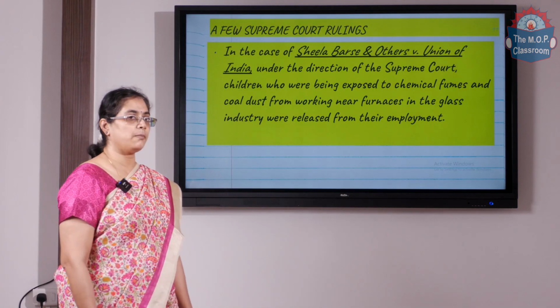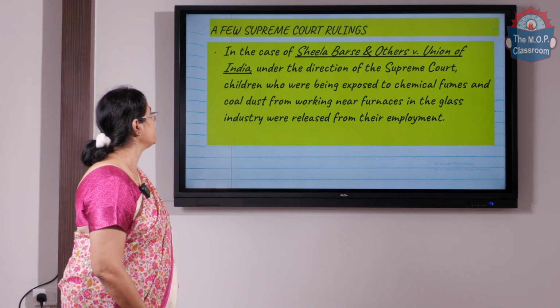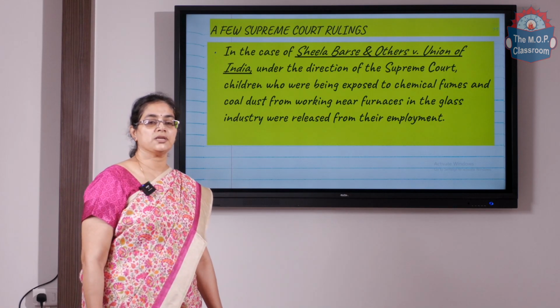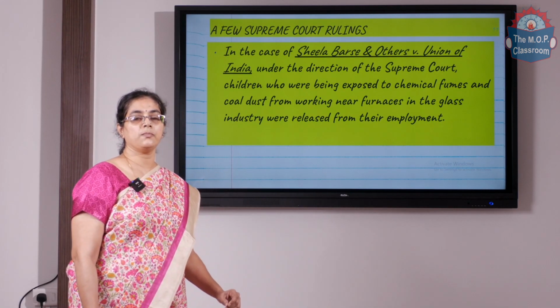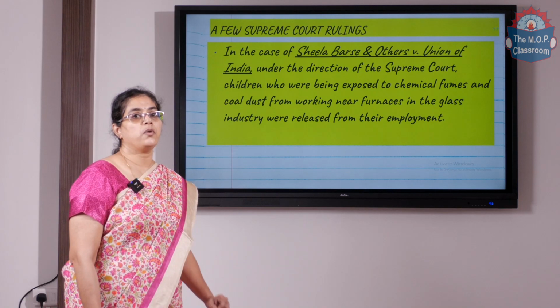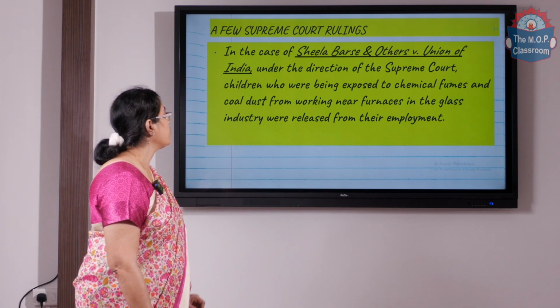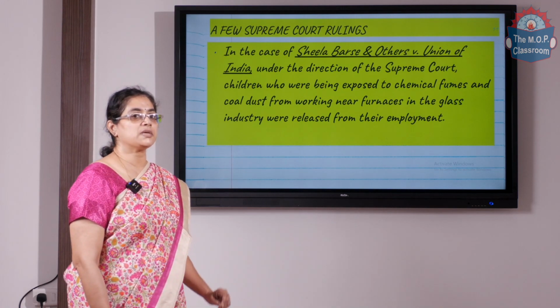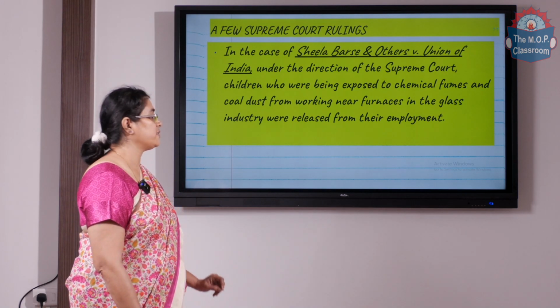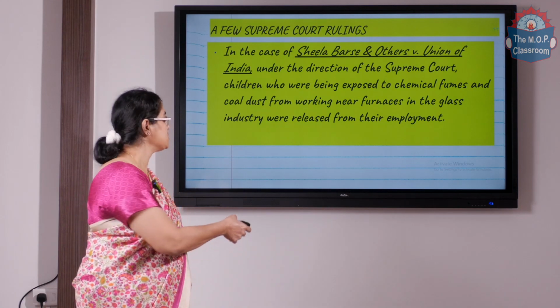In the case Sheila Barse and others versus Union of India, the Supreme Court gave directions stating that children should not be employed in processes which are hazardous. For example, in this case, children were exposed to chemical fumes, dust and coal dust from furnaces while they were working near glass industries.